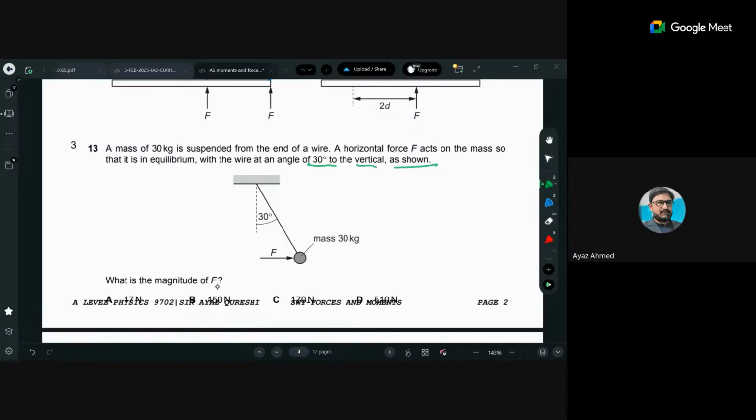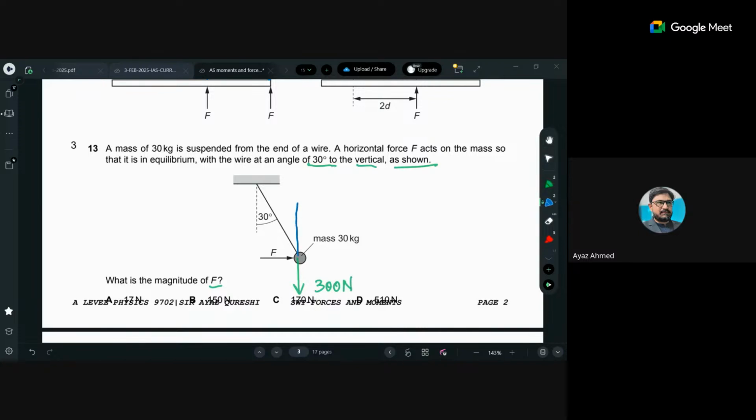So what is the magnitude of F? What is the magnitude of the F? So the magnitude of the F we can calculate. Weight is given to you, mass of 30 gram. Sorry, 30 gram. So let's say it is 300 newtons. Suppose it is 300, approximately.